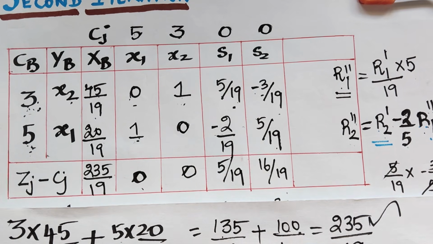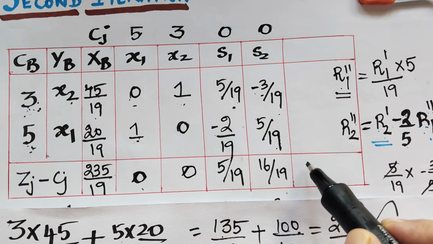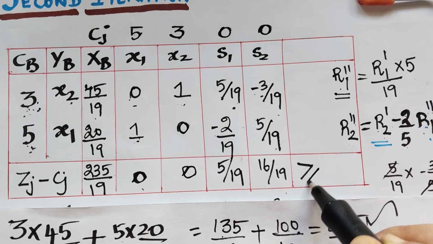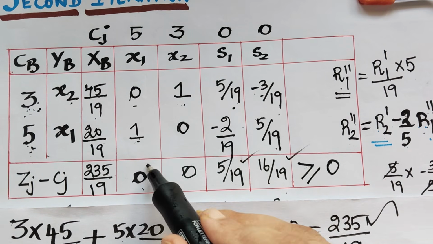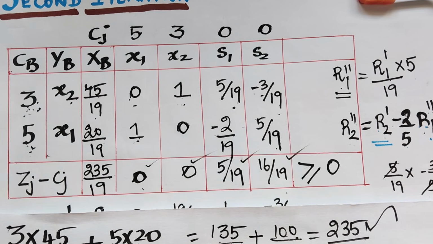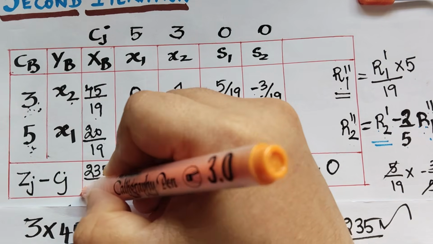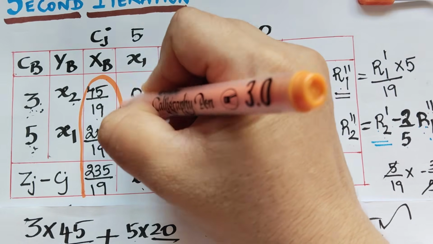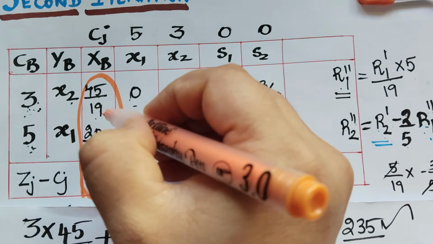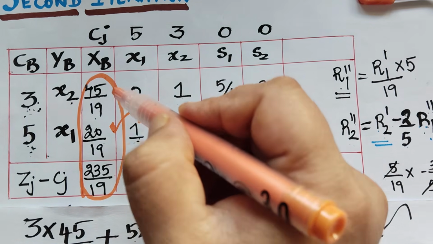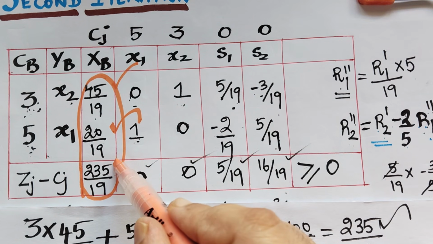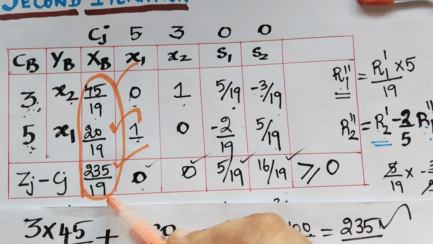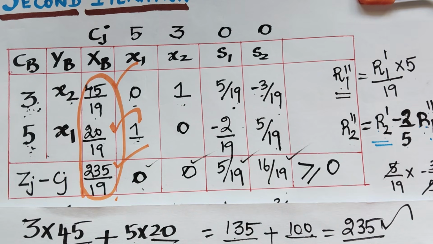Now here we observe that all the Zj minus Cj are greater than or equal to 0. So this is positive, and these both are positive. And these values give us the solution space. So remember, the value of x1 is 20 by 19, x2 is 45 by 19, and the maximum value of z is equal to 235 divided by 19. So let us write these values.